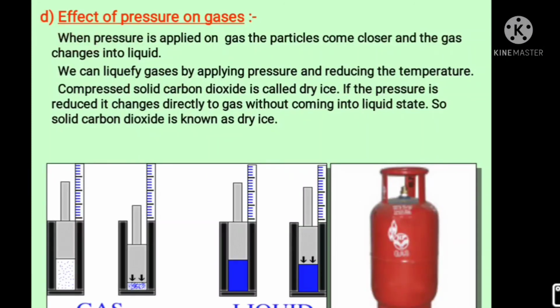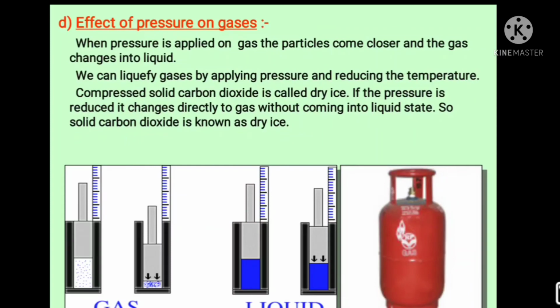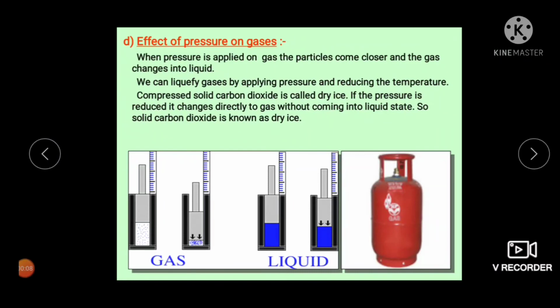Effect of change of pressure. Physical state of matter can also be changed by change in the pressure. When a high pressure is applied to a gas, it gets compressed into small volume, and when we also lower its temperature, it gets liquefied. So we can also say that gases can be liquefied. That means turned into liquid. Compression and cooling.